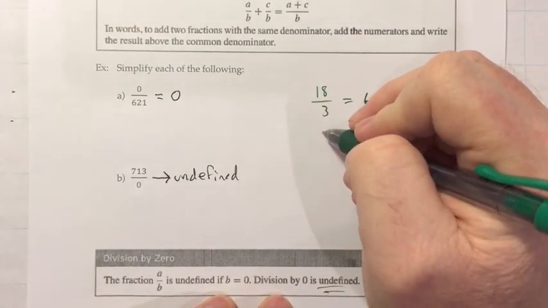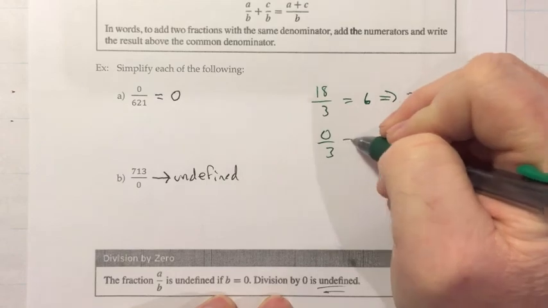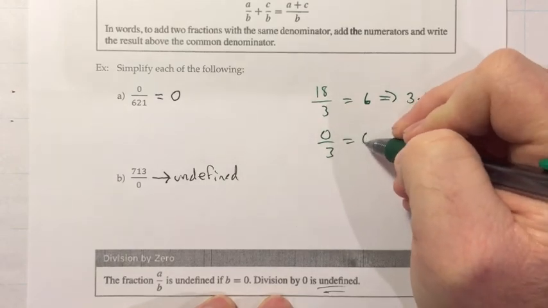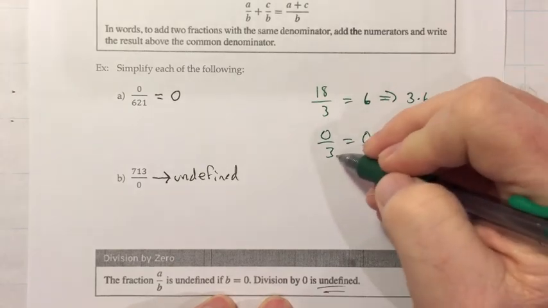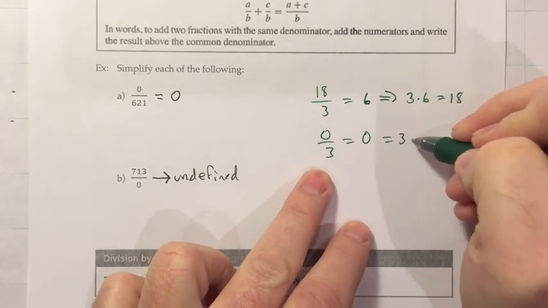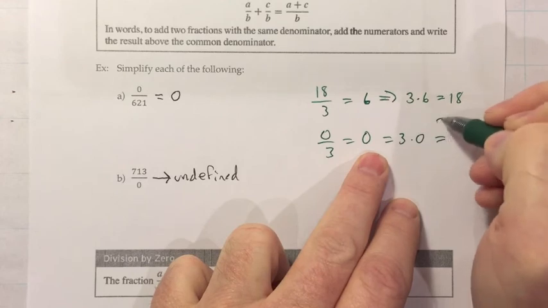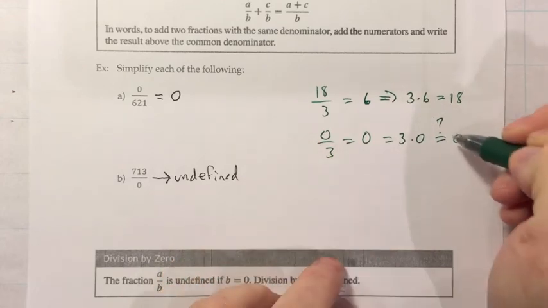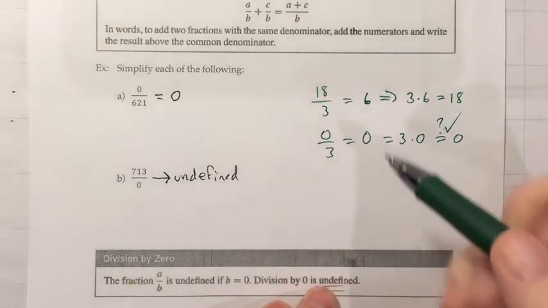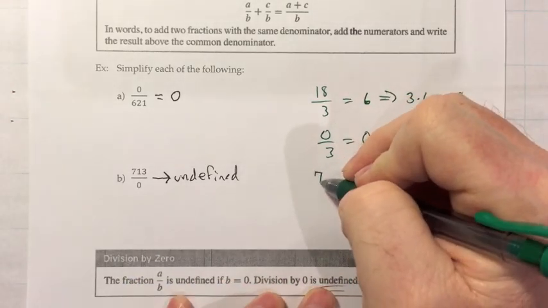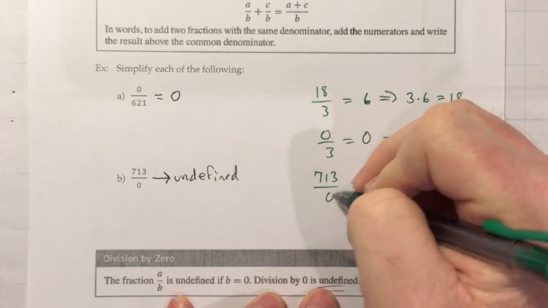So what if we had 0 over 3? So what's the answer? Well, according to this, it would be 0. And then if you check it, you would do the denominator 3 times your answer 0 and think about, is that equal to the numerator 0? And yeah, it is. So that one seems to make sense. What about this one right here? So what if you took 713 and you divide it by 0?